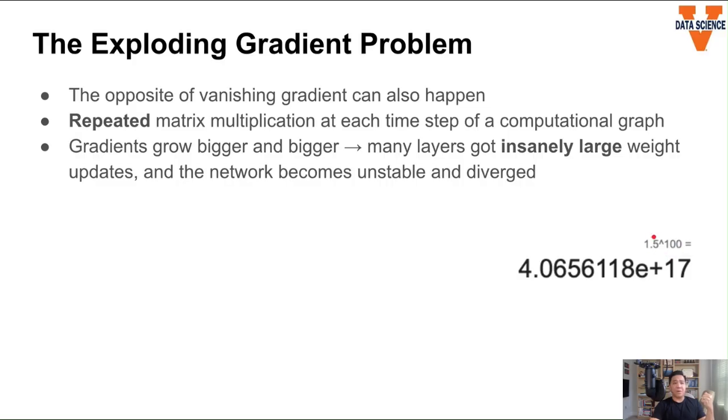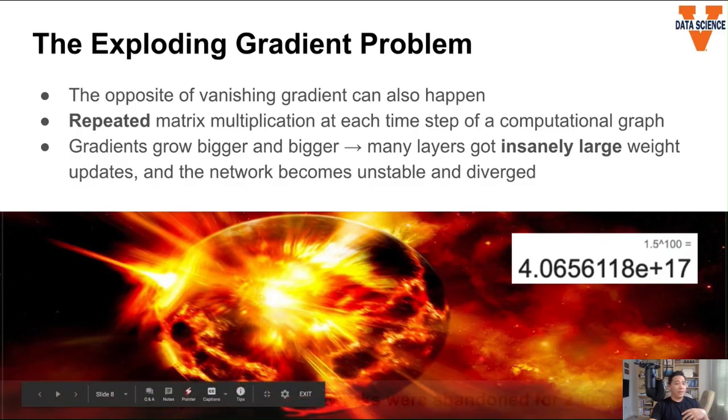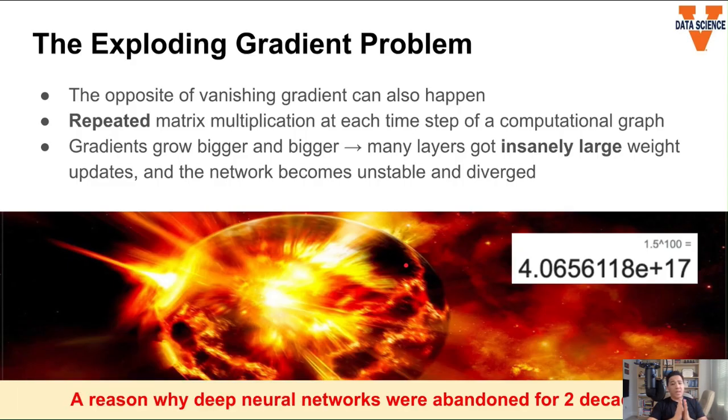For example, if I have a number that's quite small, like 1.5, and you keep multiplying it 100 times, now you get a number so huge it has 17 zeros after it, at which point the network will diverge or explode. So you don't want the gradient to vanish, and you don't want the gradient to explode. And by the way, this vanishing gradient is the reason that deep neural nets were abandoned for over 2 decades until their recent renaissance.